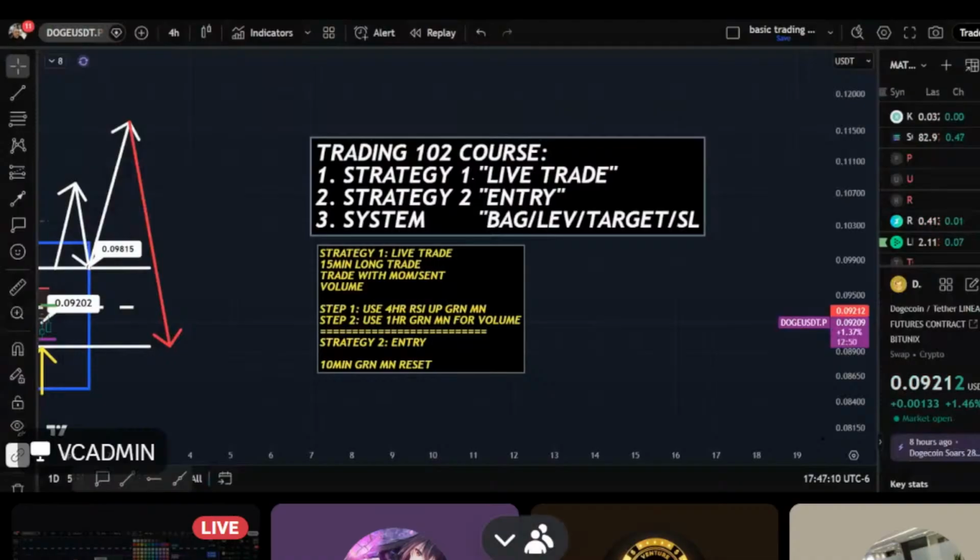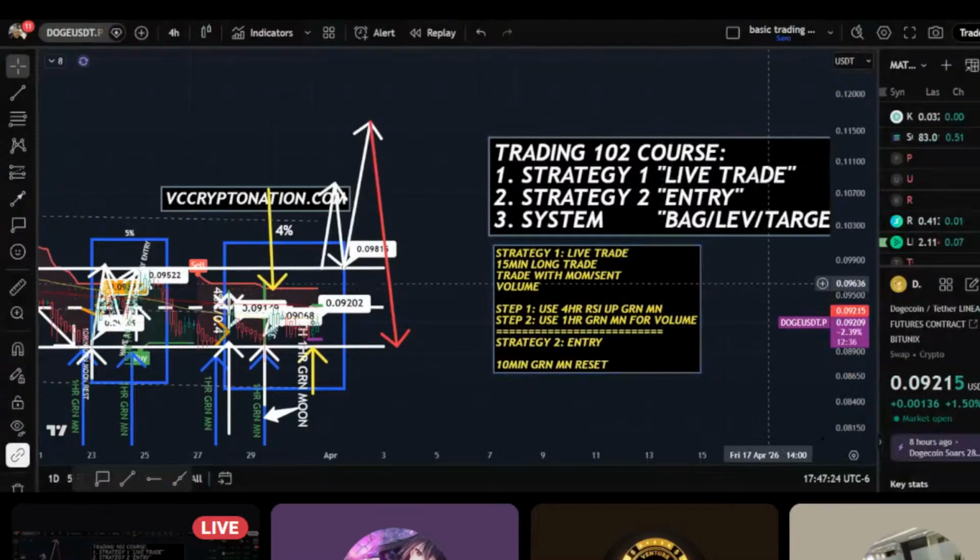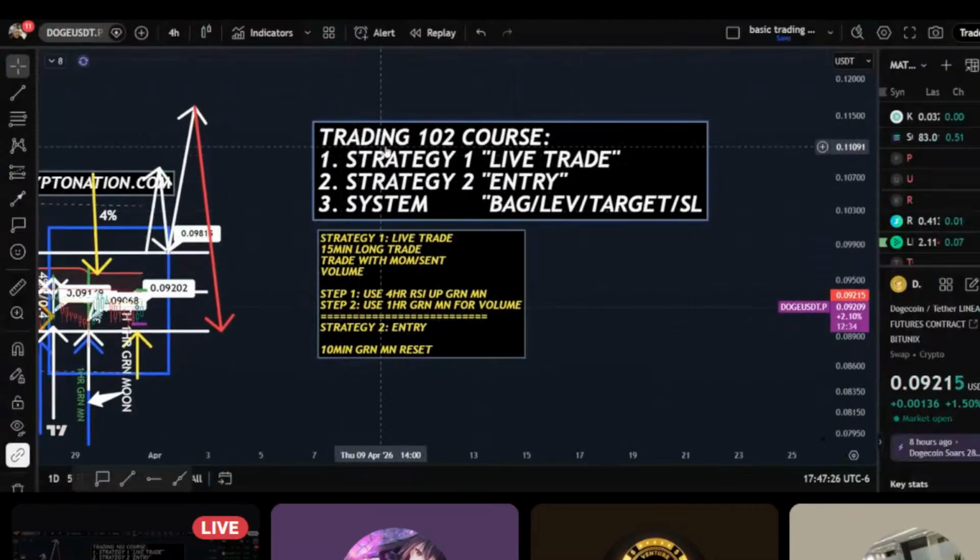So once we do that, we can get the data on that and we continue forward, and that'll allow us to build better entries on there, find any steps that we need to add, and then basically the only thing you're missing here out of the entire scenario is the third step of the Trading Course 102, which is the system, which is the size of the bag that you're trading, what leverage. We kind of went over the leverage here, 20x leverage. And the target, we kind of went over that, and stop loss, right?